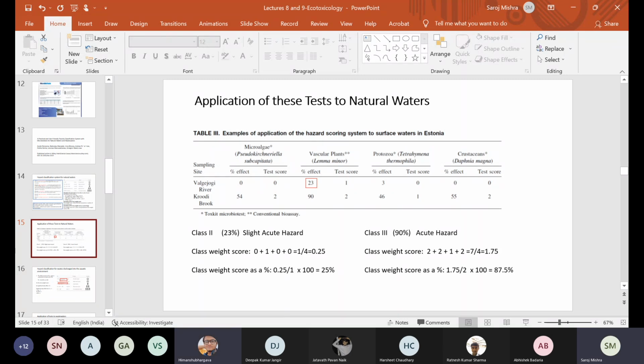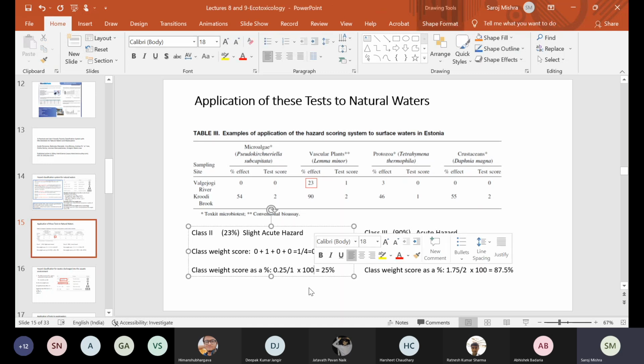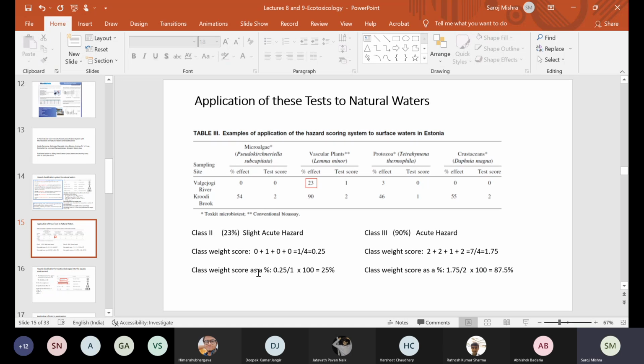Yes, ma'am. Okay, so this is how class weight score is calculated. Then there is a class weight score as a percentage. And how do you really compute it? You take 0.25 from this particular data set and divide it by the highest test score. So if you examine this, the highest test score is 1. You divide it by 1 and you get 25. In other words, one particular category is contributing to 25% of the overall score. So that is the class weight score.